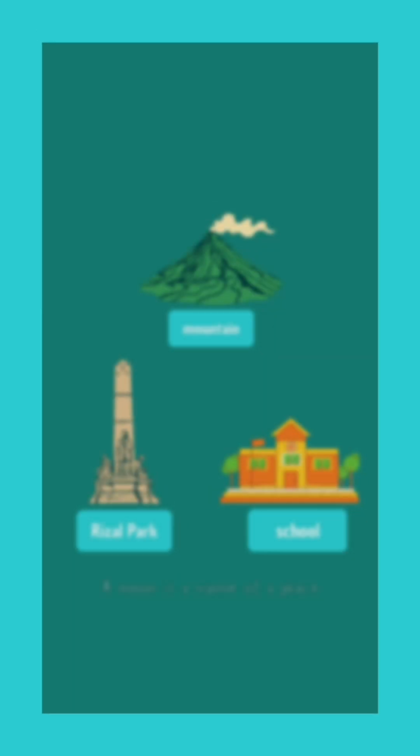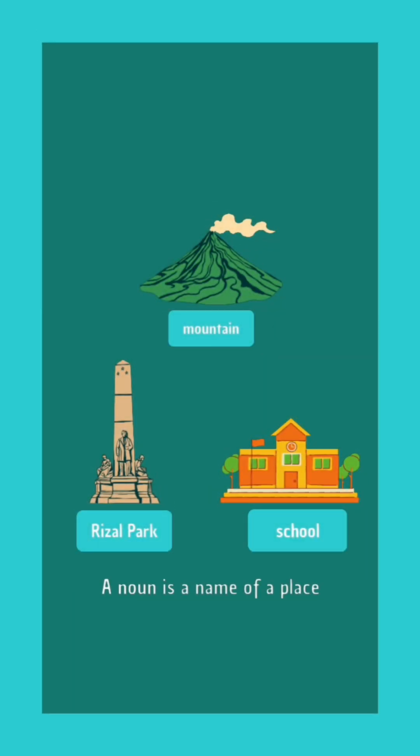Now here we can see that a noun can be used as the name of a place, like mountain, school, Rizal Park. Mountain and school are common nouns because they are general names of places. Rizal Park is a proper noun because it is a specific place. So any name of a place is called a noun.